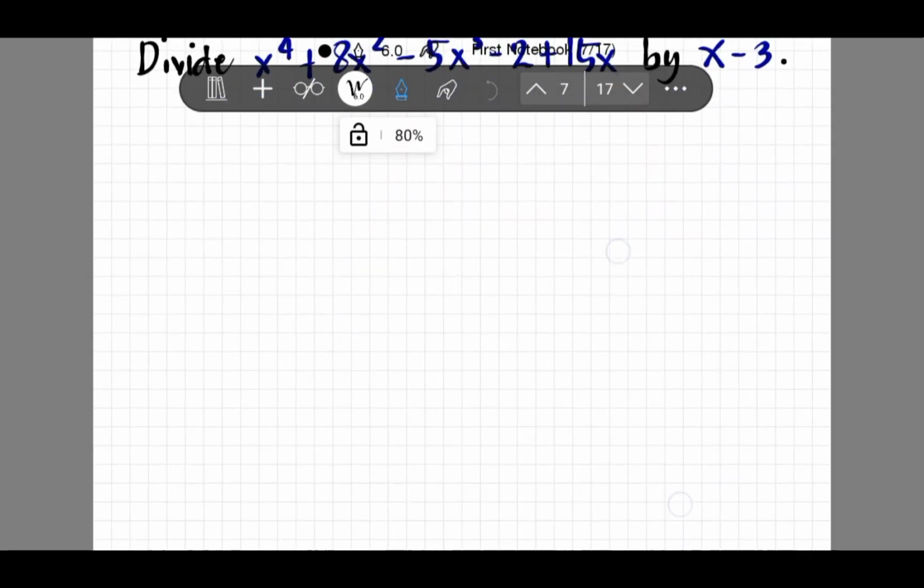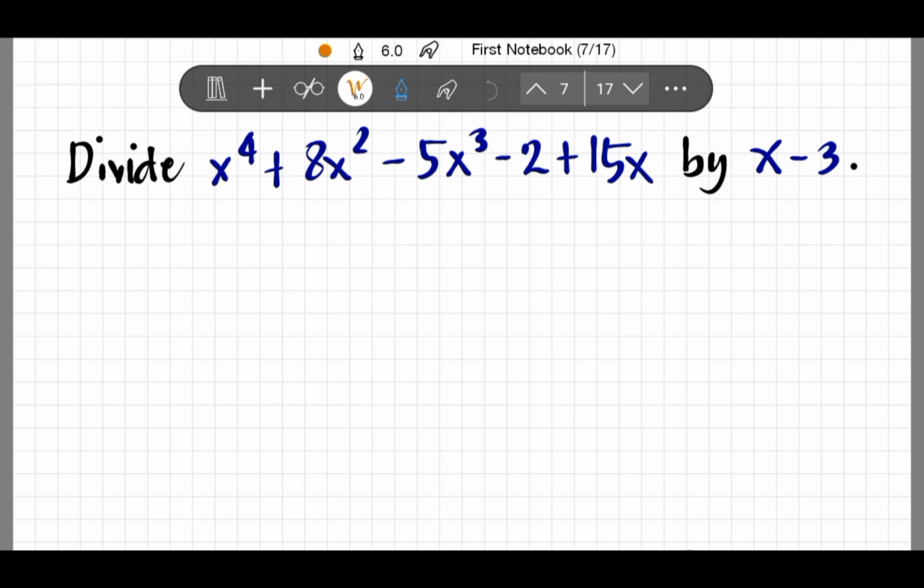Last example. So check again if the dividend is in standard form or not. So let's take a look at the exponent. 4, 2, oops, there's a problem. The problem is the given dividend is not written in standard form. As you can see, from 4 to it becomes 3, it becomes 0, and 1. So the exponents is not in decreasing order. However, there is no lacking term.